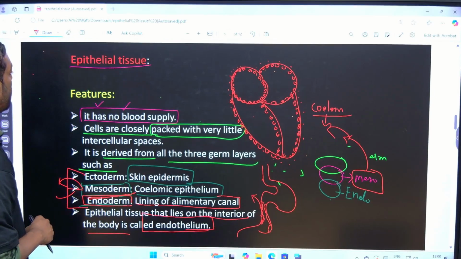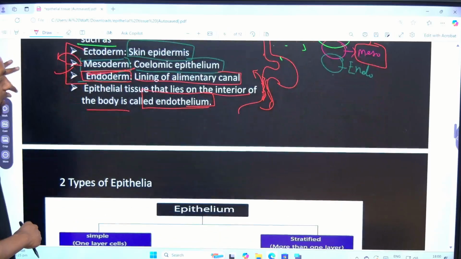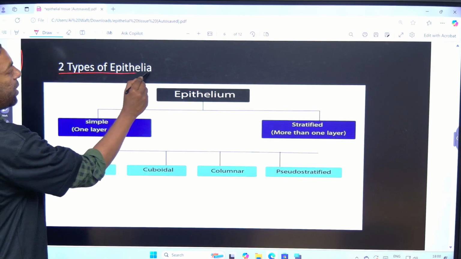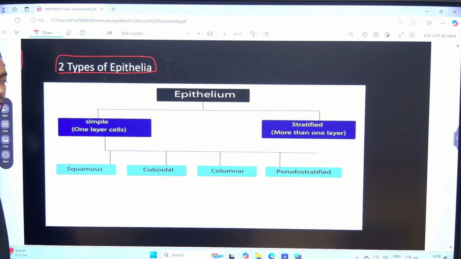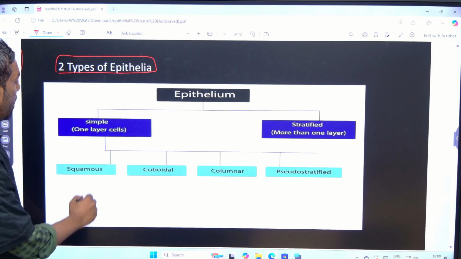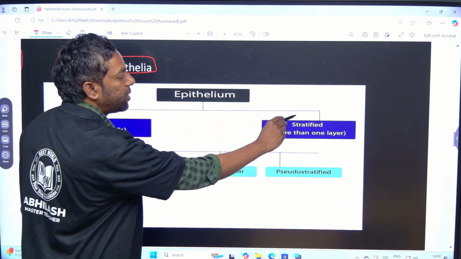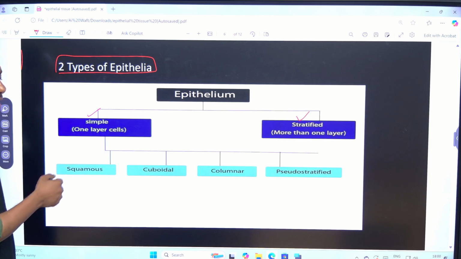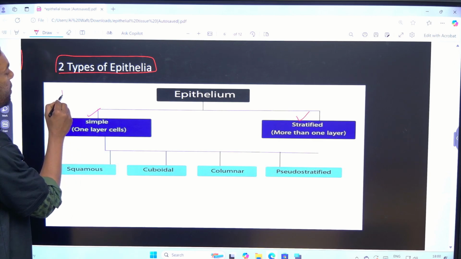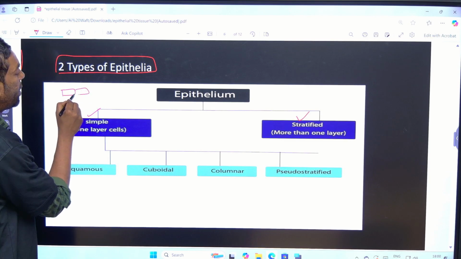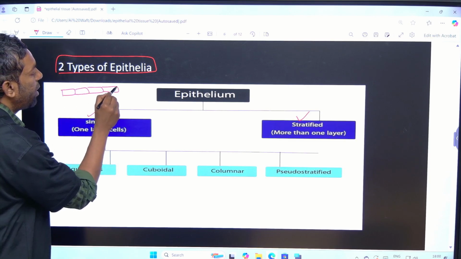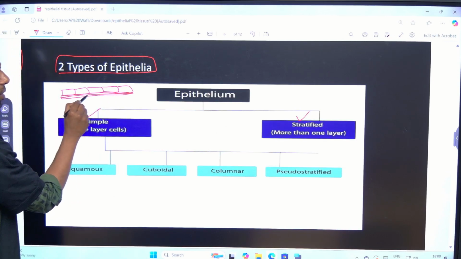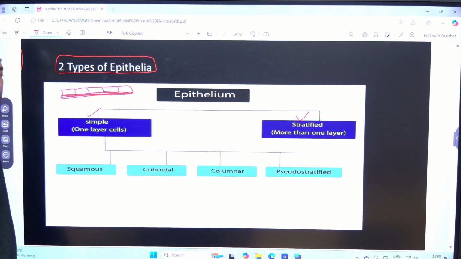This is the feature of the epithelial tissue. Now, the types of the epithelial tissue. What are the types? Simple epithelial tissue and stratified epithelial tissue. Simple epithelial tissue is a single layer with a basement membrane. This is called simple epithelial tissue.